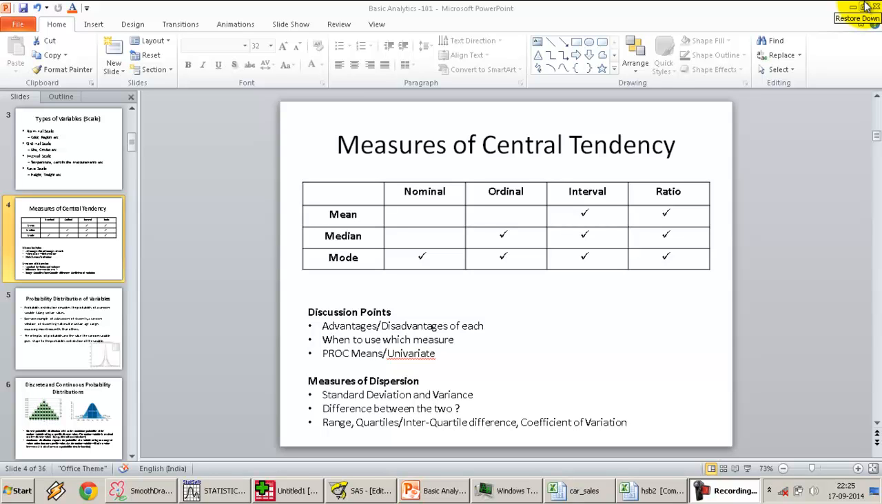Welcome to the second lecture on the basic statistics series. In this particular session, we're going to talk about measures of central tendency. Specifically, we're going to talk about mean, median, mode.